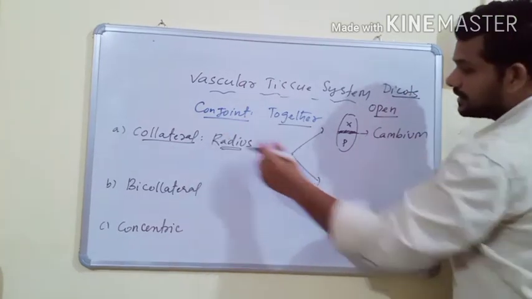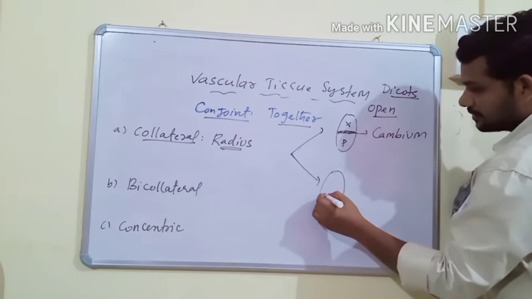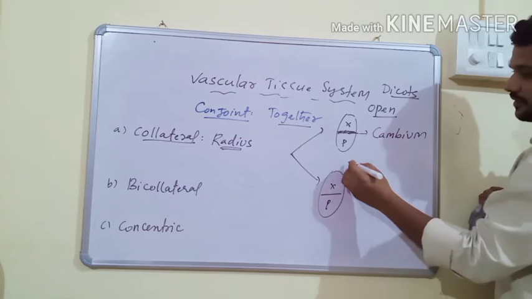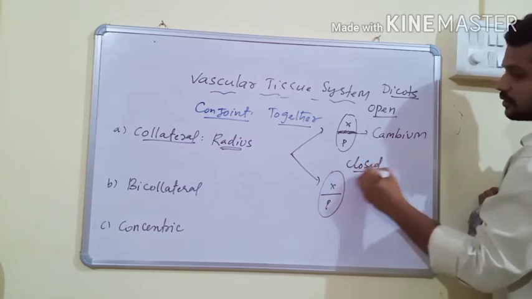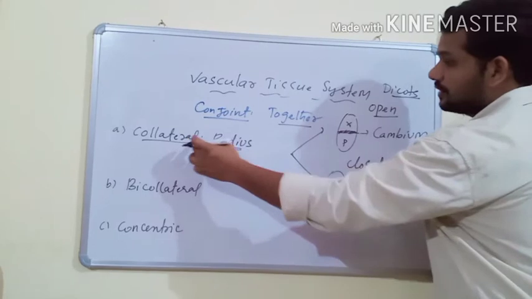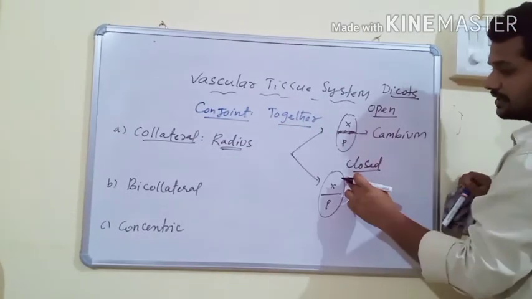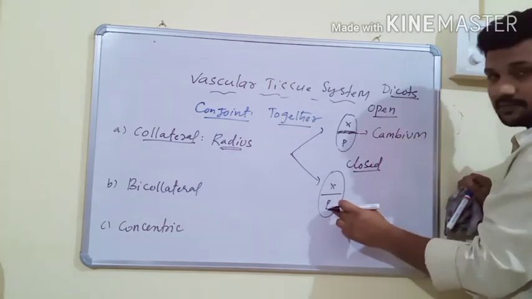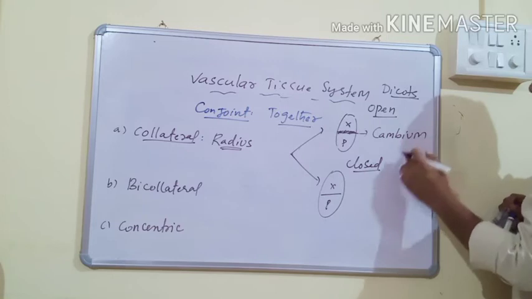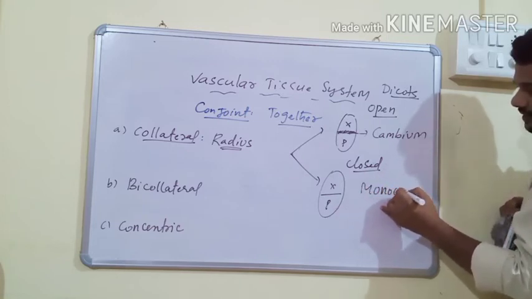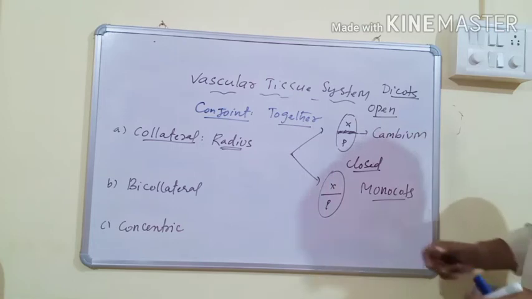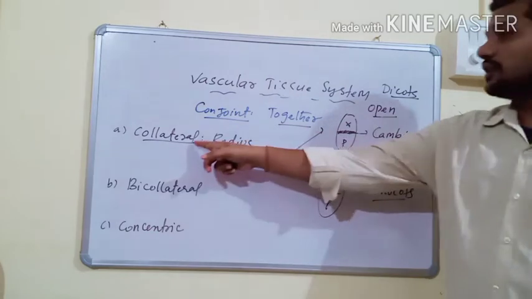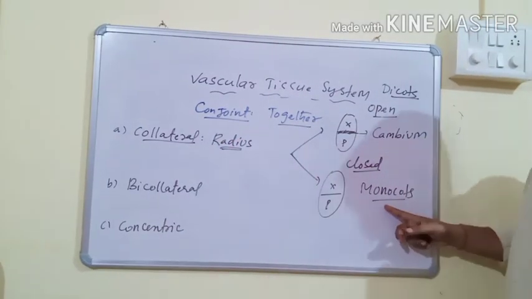And sometimes collateral vascular bundles are closed type. Closed type means cambium is absent between xylem and phloem; then these vascular bundles are known as closed vascular bundles. Conjoint, collateral, closed. Conjoint, both together. Collateral, same radius. Closed, cambium absent. And closed vascular bundles are the characteristic feature of monocots. Conjoint, collateral, open vascular bundles are present in dicots. Conjoint, collateral, closed vascular bundles are present in monocots.